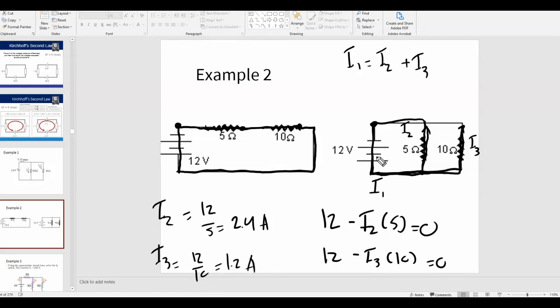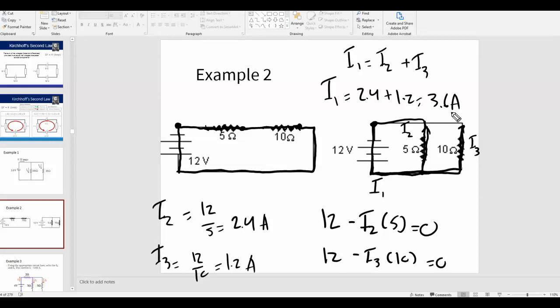Which means that the current coming out of the cell, or not out of the cell, out of the battery, the current coming out of the battery is actually 2.4 plus 1.2, which is 3.6 amperes. So I now know how much current is coming out of the battery.